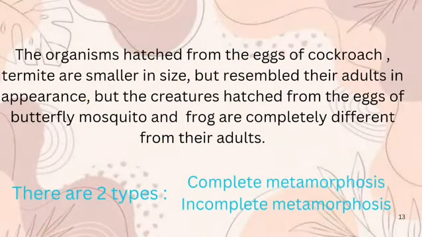The organisms hatched from the eggs of cockroach, termite are smaller in size but resemble their adult in appearance. But the creatures hatched from the eggs of butterfly, mosquito and frog are completely different from their adults. There are two types of metamorphosis: complete metamorphosis and incomplete metamorphosis.